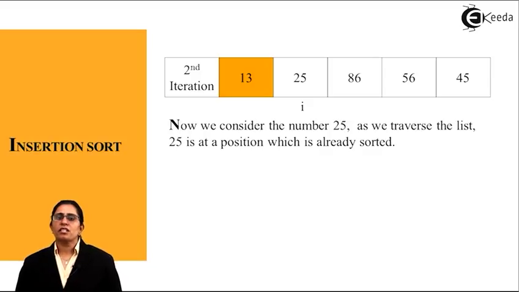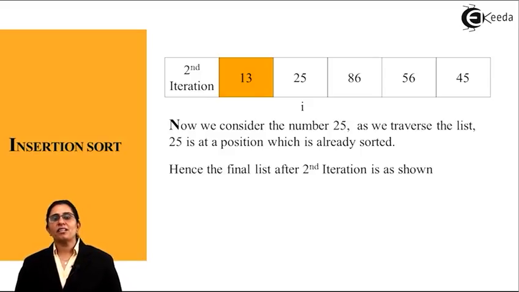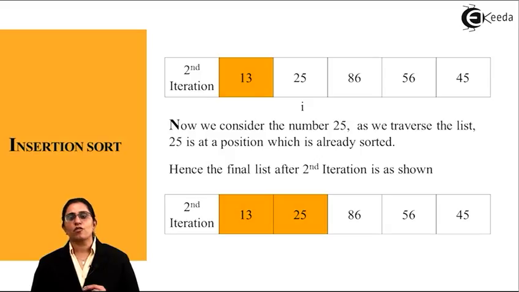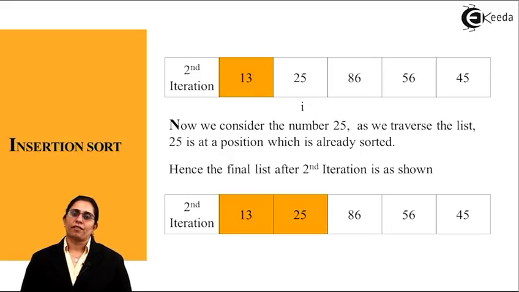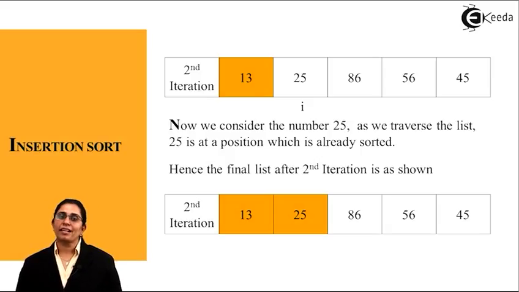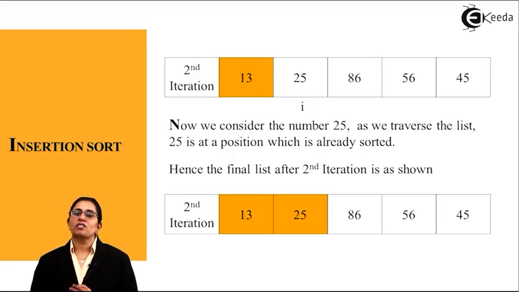So what happens? This number is already sorted in this particular list. So the final list after the second iteration is this: 13, 25, 86, 56 and 45. So what has happened, as we told in the first introduction, is that as we continue with our iterations, the sorted list will increase and the unsorted list or the unsorted zone will reduce down.